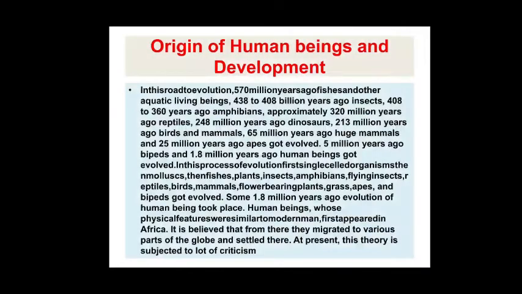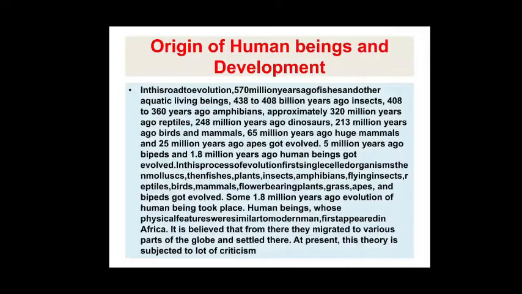How many years ago did human beings originate? 1.8 million years ago. That is the development of human beings, from microorganisms to birds, animals and plants, and finally human beings 1.8 million years ago. In this process of evolution, the first was the single-celled organism. Which is the single-celled organism?